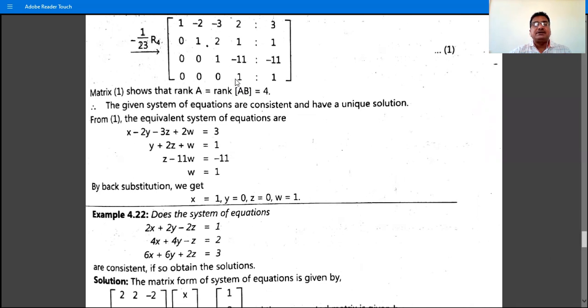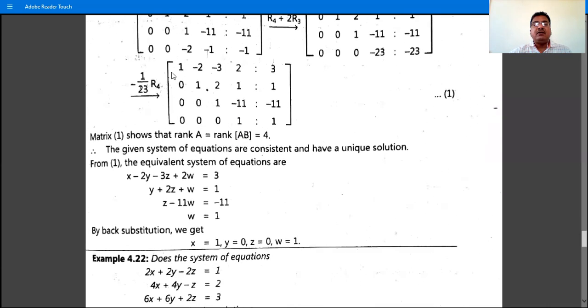So rewrite the equations. From the echelon form of the augmented matrix, we have to rewrite the system. So 1 into x is x, minus 2y, minus 3z plus 2w is equal to 3. This is the first equation. Then the second equation: 0 into x is 0, so 1 into y is y, plus 2z plus w is equal to 1.